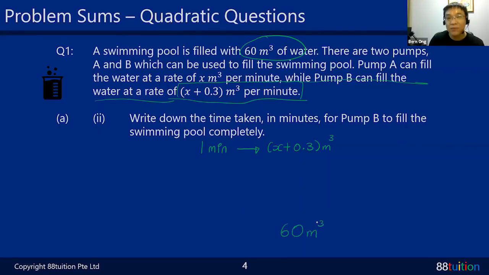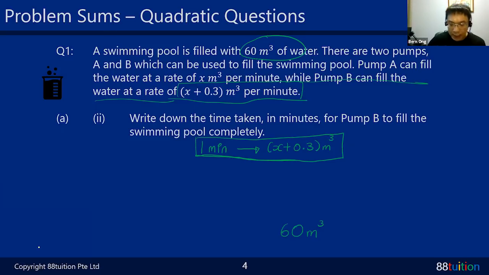So again, this gives you a direction on what to do. Here is what the question gives you. This is the clue that the question gives you. And the 60 cubic meter is what the question wants. So it gives you a direction. Usually this is what I do: I write down the clue and I write down what the question wants. So from here, how do I move to there?